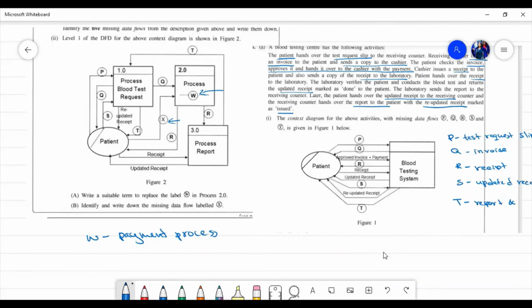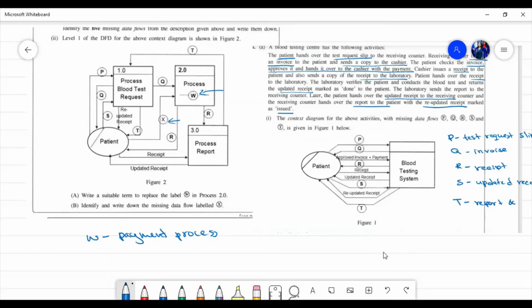And then we need to understand what X is. What is X? You can simply use the chat and send me the answer. What is X? This one. Any idea? Just check, P is the test request list, Q is the invoice, and S is the updated receipt.